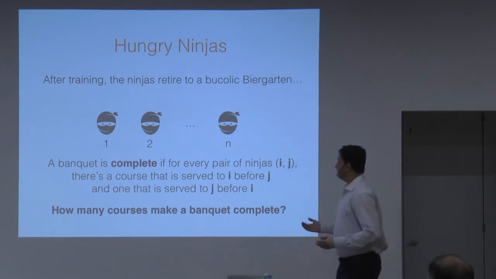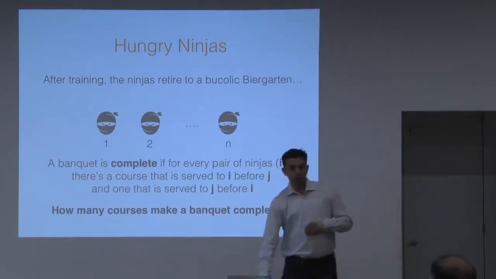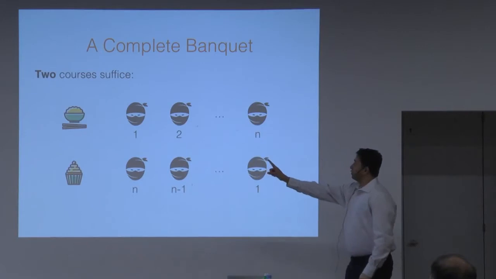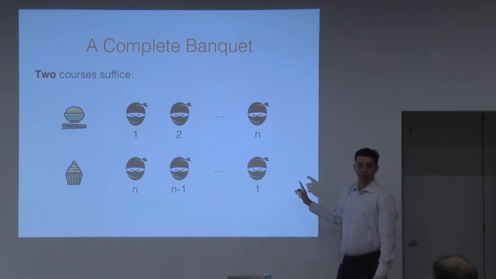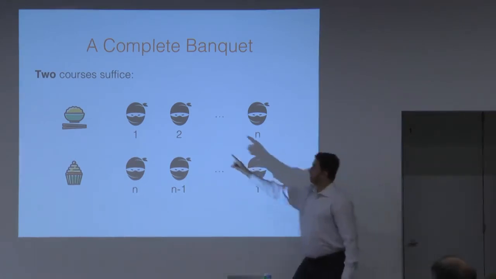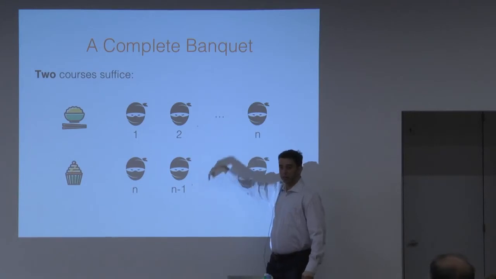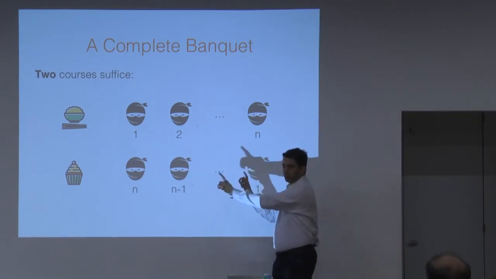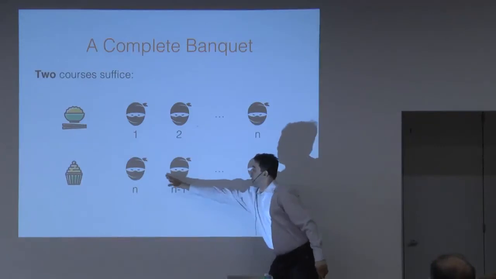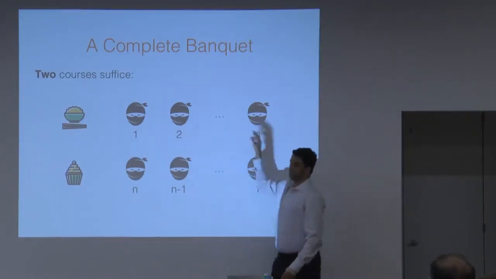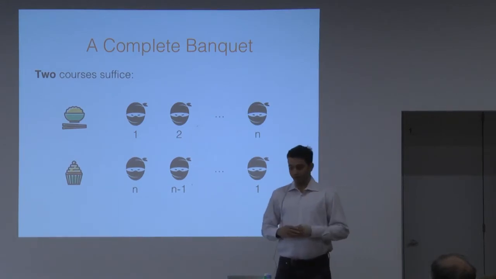So again, the question is, how many courses do you need in order to make the ninja banquet complete? And here you notice that just 2 courses are enough. Well, you give one course where you number the ninjas 1 to n, and a second course where you serve the ninjas in exactly the opposite order. Now, for every pair of ninjas, in one of them, I comes before j, and in the reverse ordering, j comes before I. Not necessarily adjacent to each other, but in this ordering, j is somewhere here, and I is somewhere there, and in the other, I is there, and j is there. Okay, good. So for pairs of ninjas, just 2 courses is enough.